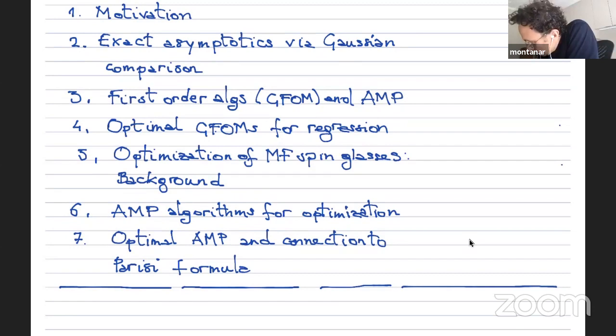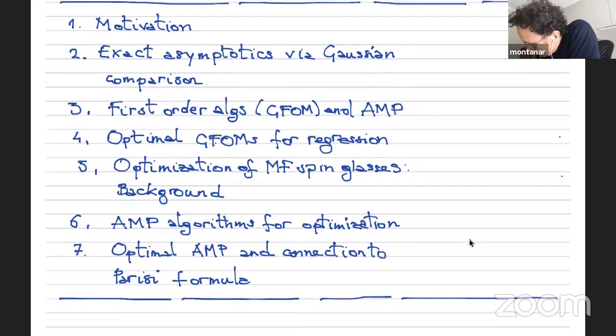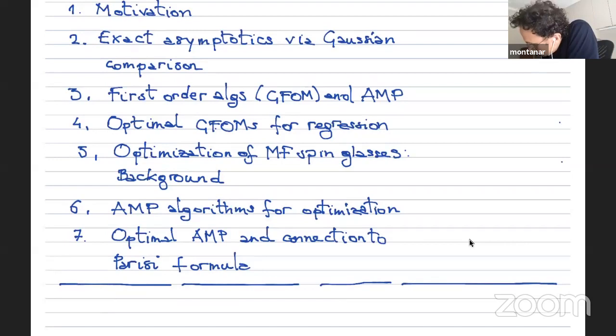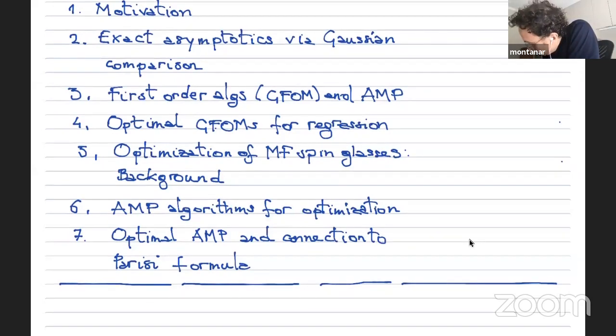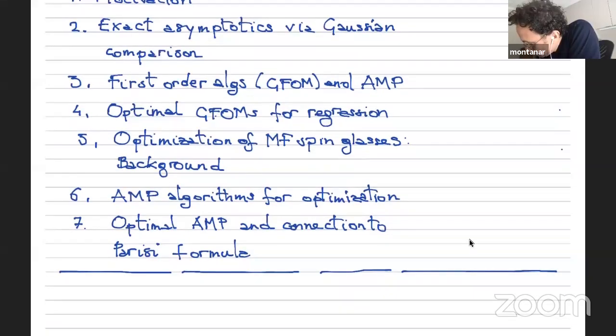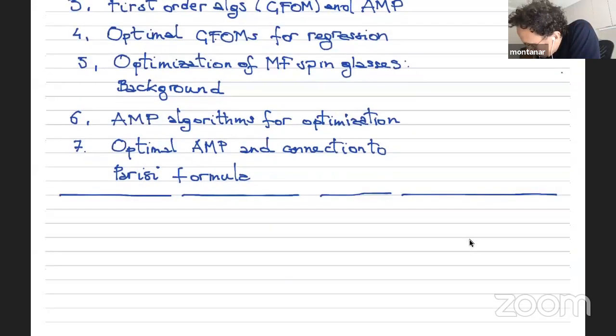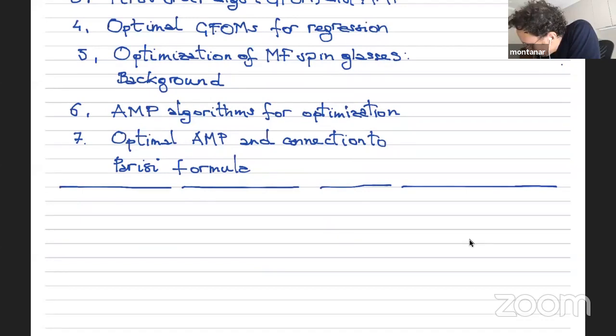The first 4 points will probably take about 3 lectures, and then the last 2 lectures will be devoted to spin glasses and how the same type of algorithms can be used to optimize spin glass Hamiltonians. I will first go over some background, then the AMP algorithm for optimization in spin glasses, and the connection to concepts in spin glass theory, in particular the Parisi formula, and how to get the ground state of Sherrington-Kirkpatrick and related models using these techniques.